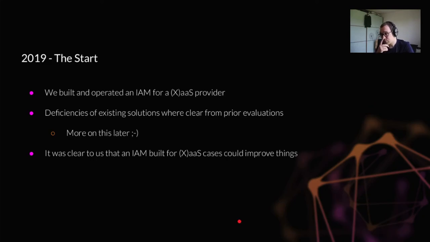So in 2019, that's where we actually started with the idea and vision of becoming an identity and access management system. And the kicker was that we already built and operated an identity and access management system for, let's call it, an XaaS provider in the public sector. So they offer infrastructure and as well software to government bodies. And we saw a lot of deficiencies of existing solutions there.